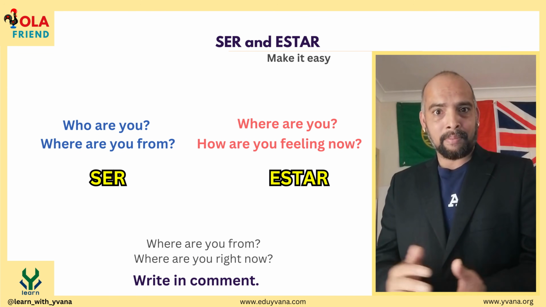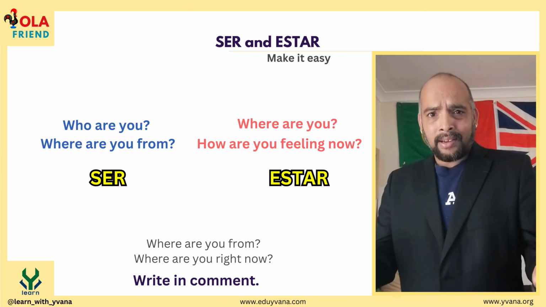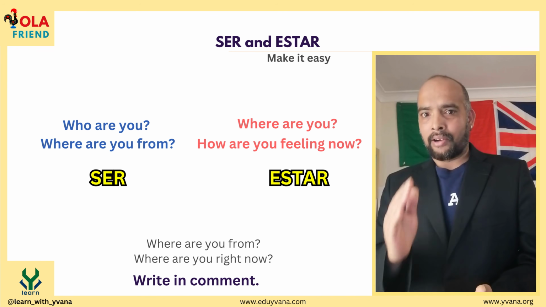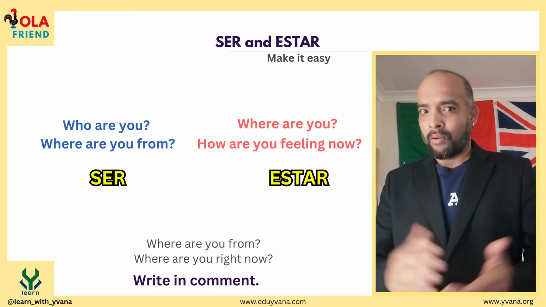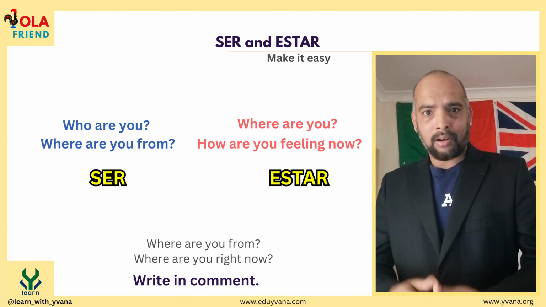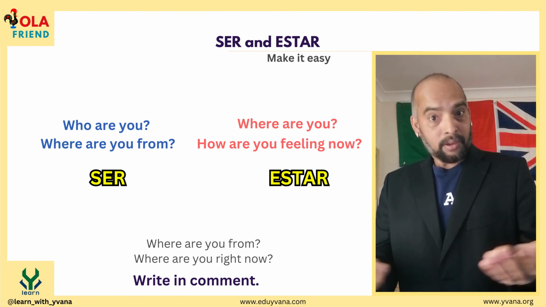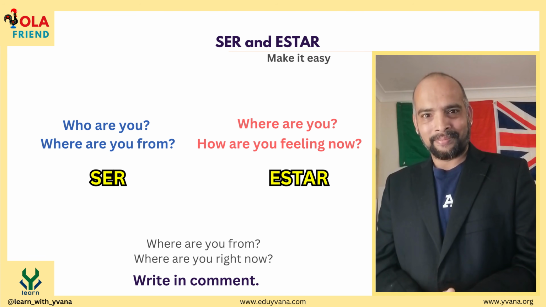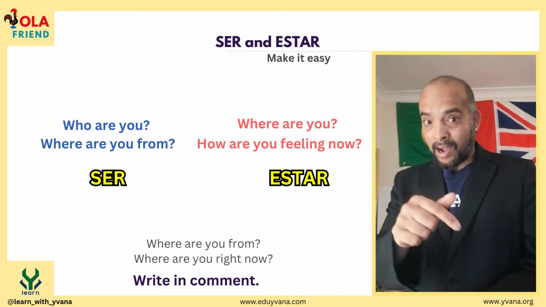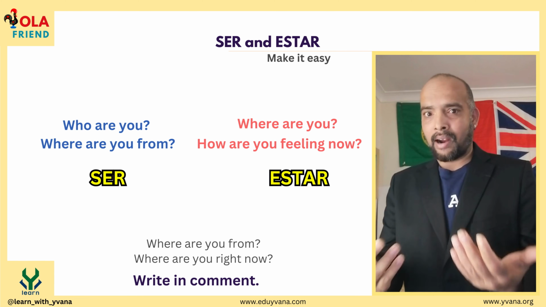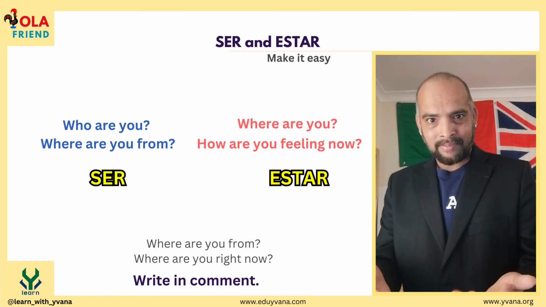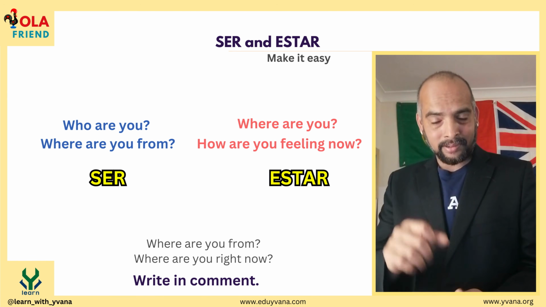It's easy to remember, right? So there is nothing to be confused about. Who are you and where are you from? Use SER verb. Where are you right now? Or how are you feeling right now? Use ESTAR verb. Can you answer now? Where are you from and where are you right now? Answer in the comment.